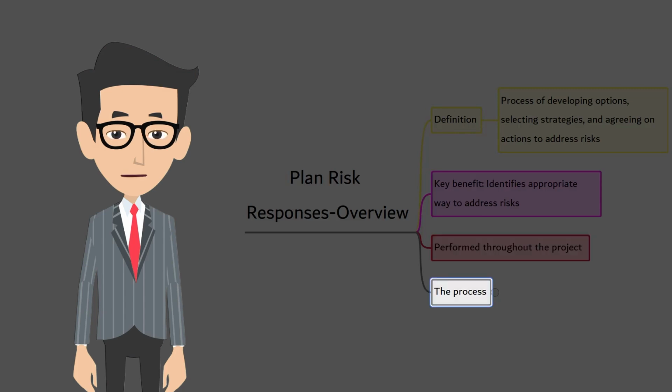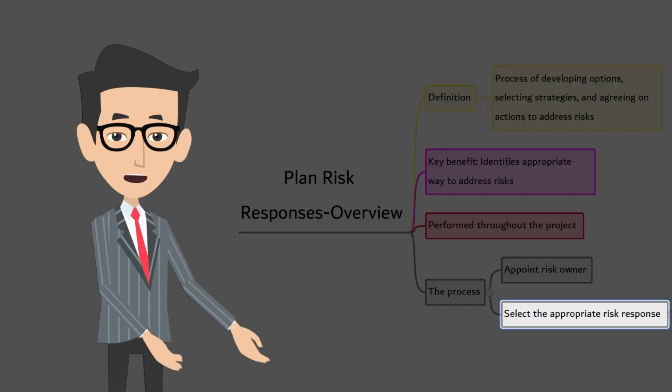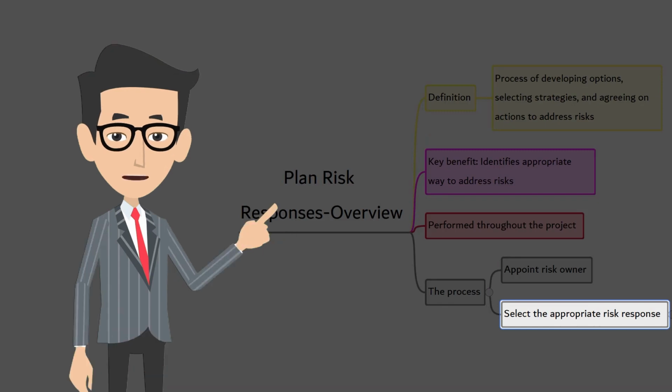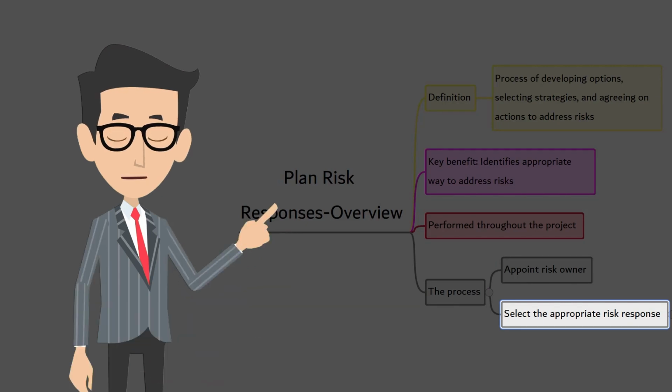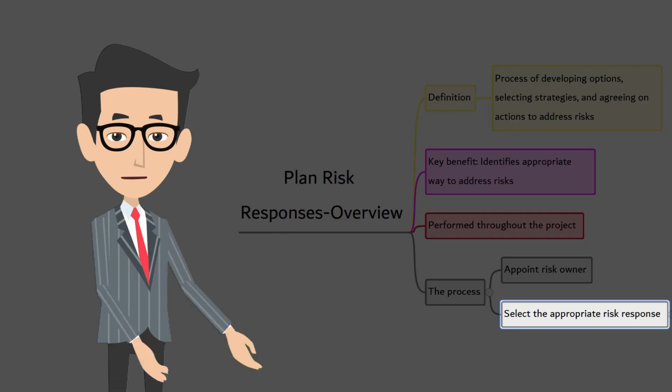Let's quickly understand the process. As you identify the risk response, the risk owner gets appointed. Keep in mind that the risk response should be appropriate for the significance of the risk, cost effective in meeting the challenges, realistic, agreed by all parties involved, and owned by the responsible person.